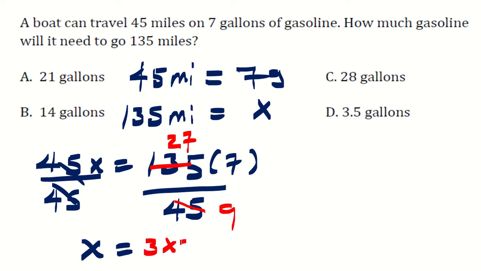So 3 times 7 left. 3 times 7 means 27 gallon. So it needs 27 gallon of gasoline to complete 135 mile. I mean 21. Yeah, 3 times 7 will be 21. So the answer will be found in A.